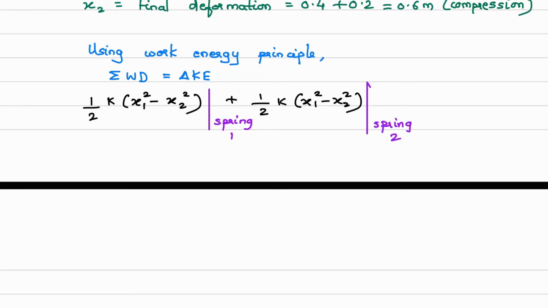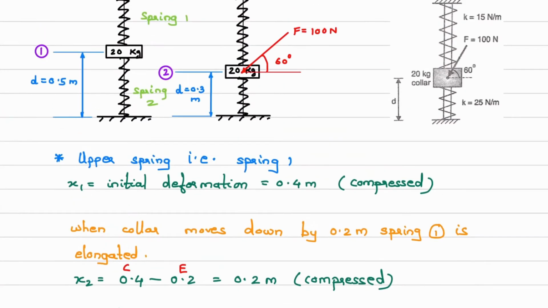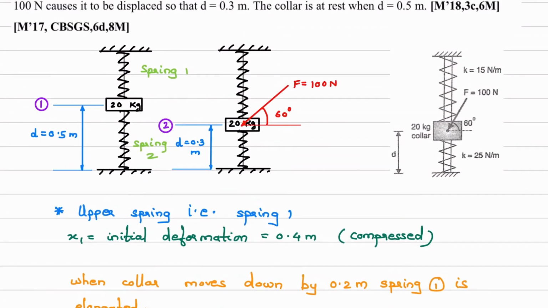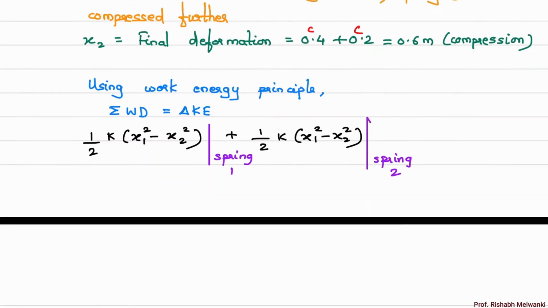Next, there will be work done because of the weight. The block travels in the direction of mg. So the block is traveling in the downward direction, and mg is also in the downward direction. So the work done because of the weight force will be positive. So I'll write down plus mgh. What is mgh? m is 20, g is 9.81, and h is how much? 0.5 minus 0.3.